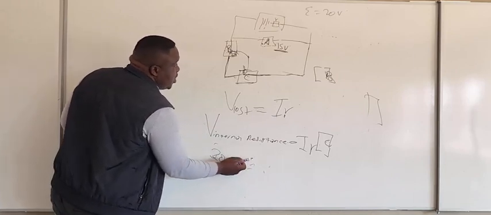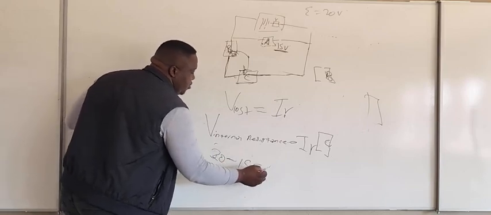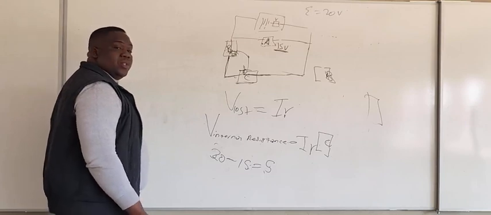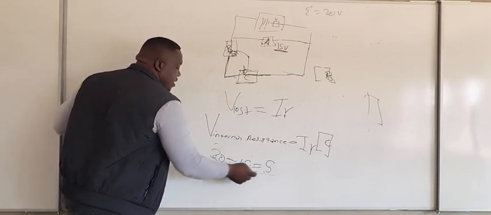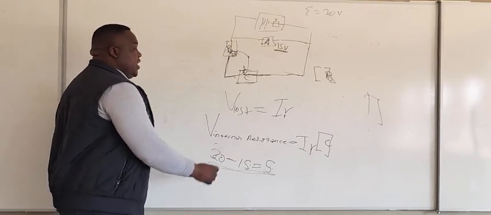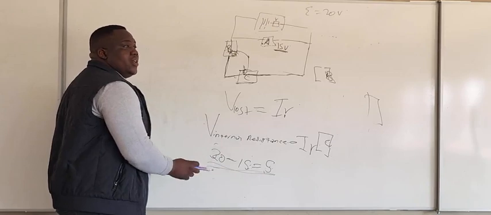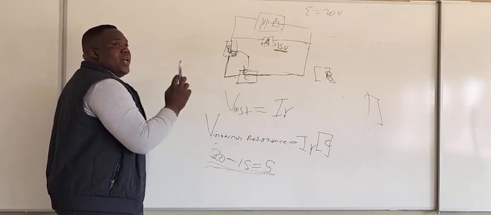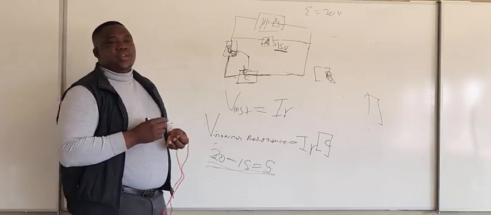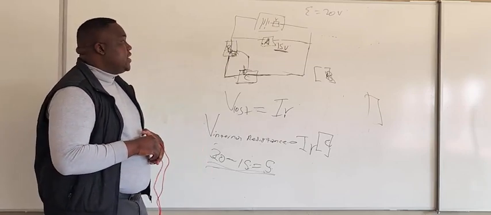What am I doing? 20 minus 15, not minus 5. 20 minus 15 will give us a 5. It means the lost volt is 5. Internal resistance is causing the battery to lose 5 volt. So it means 5 volt is going to be lost in the form of heat.